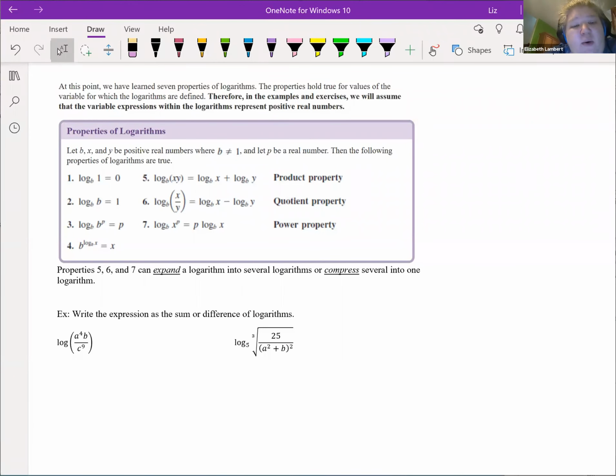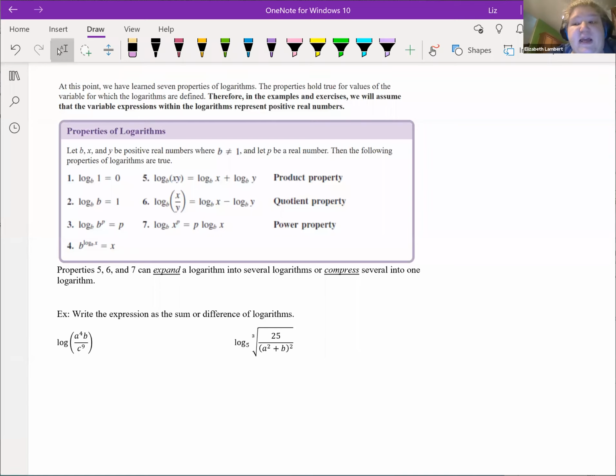Welcome back. We now have a nice summary table of all the log properties. Our first one, log base b of 1 is 0. So as long as b is positive and is not 1, and remember 0 is not positive, so that is excluding 0, then if we're taking the log of 1, it will be equal to 0.